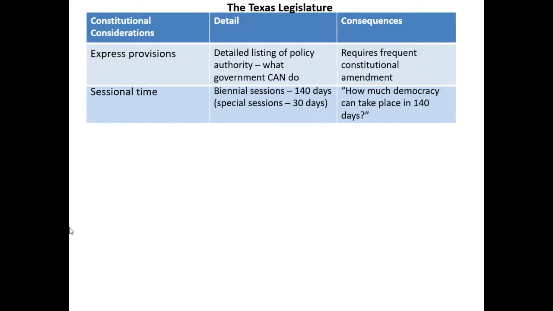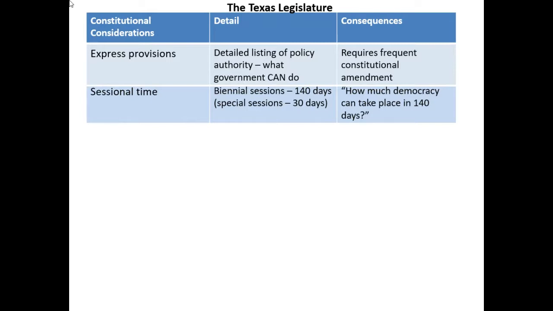You know, we are operating in 2021. You might think to yourself, well, maybe 140 days was sufficient back in the 1870s. Texas was a very different place. Most Texans lived on the farm, earned their living by working the soil or on the ranch or whatever. The Texas economy was agricultural based.